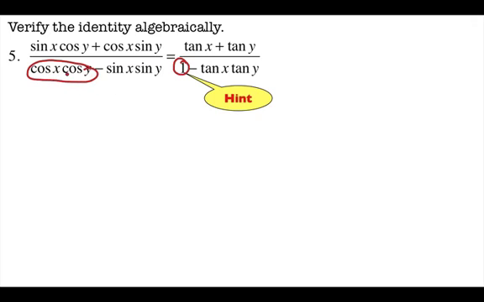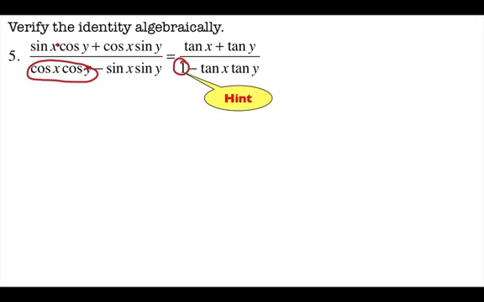So what I'm going to do is I'm going to try to make this a 1. Why? Because I want to make this left side equal to the right side. How do I make this expression here into a 1? I am going to divide this by cosine of x, cosine of y. But I cannot just divide just this portion of this expression by cosine of x, cosine of y.